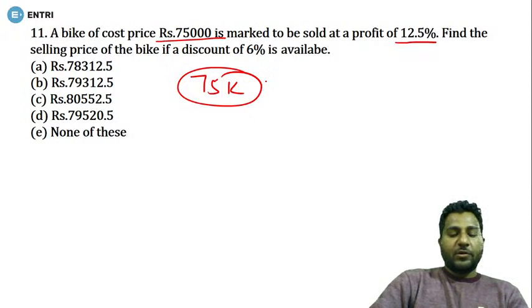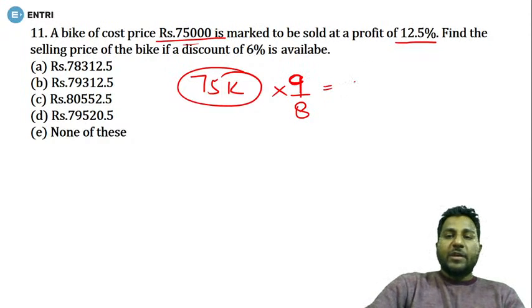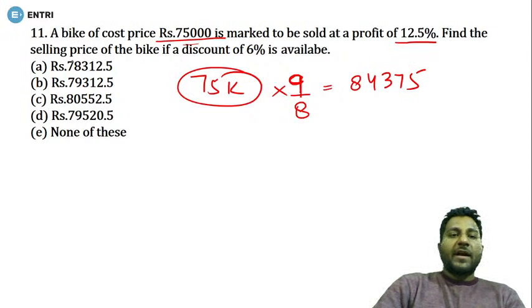79312.5. Yes, absolutely correct. Look at this. The cost price was this and marked to be sold at 12.5. So we need to find 1/8 of the profit. That means the selling price must be 9 by 8. So it will become 84375. All right. Find the selling price of the bike if a discount of 6% is available.